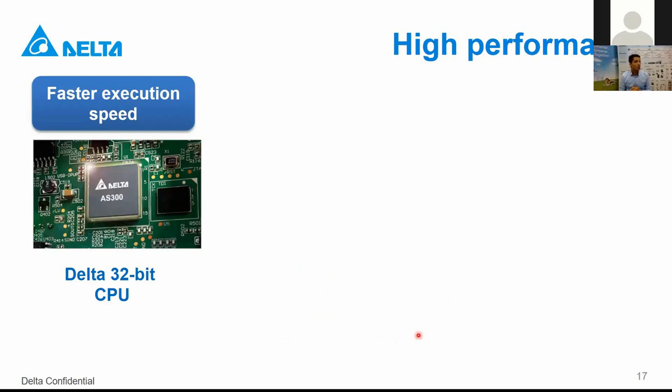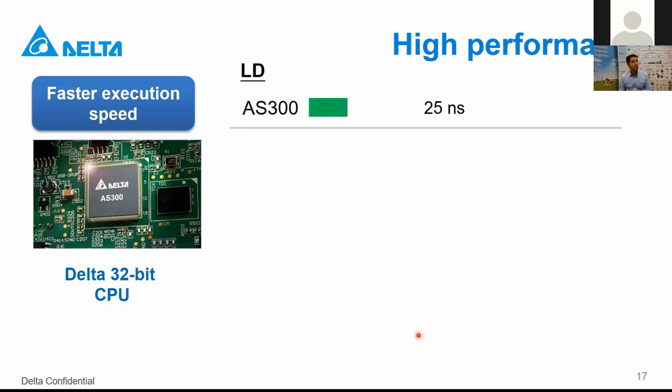Yeah, high performance. Why are we calling it high performance? Because inside we have our own CPU. So the AS series has a Delta special CPU in it, and you see the numbers here. For AS300, only one contact execution time is 25 nanoseconds, and for a move instruction, it is only 0.15 microseconds.